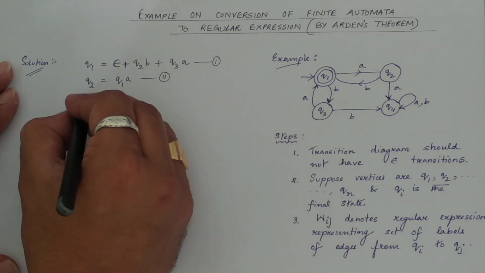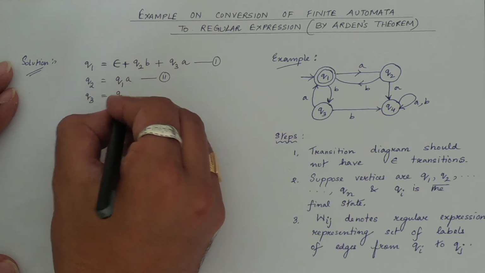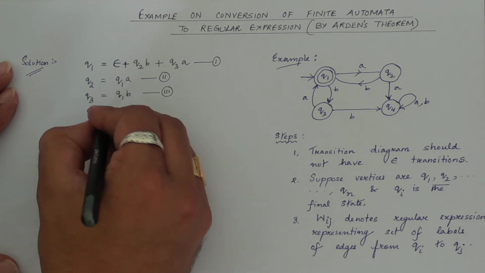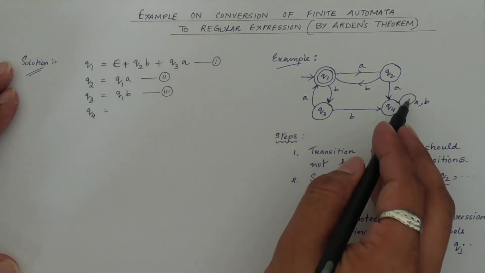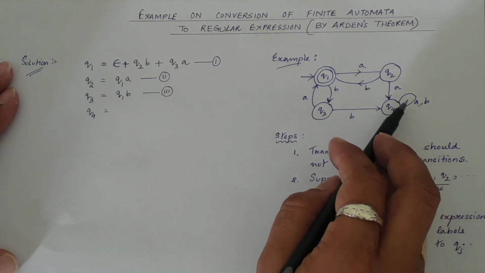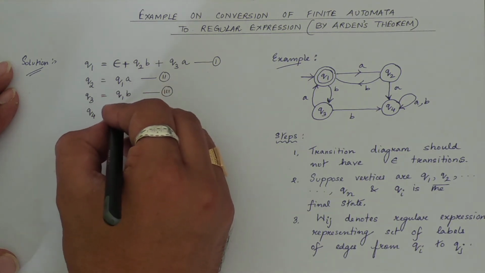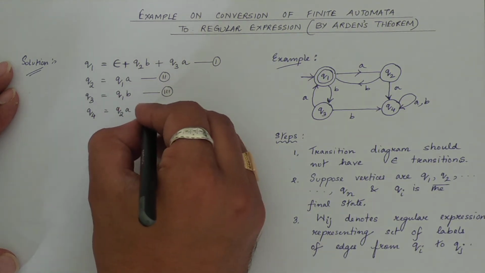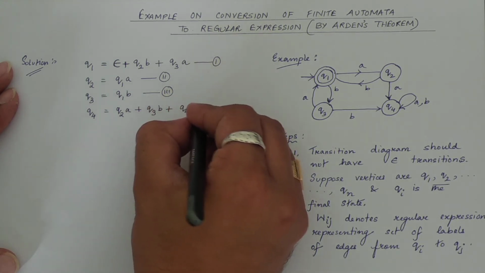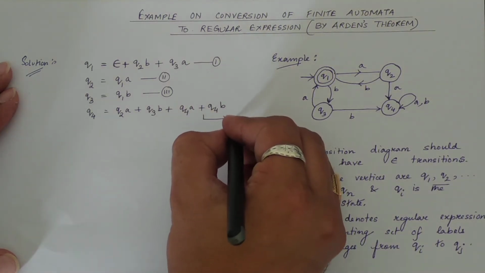Then we'll move to Q3. Q3 has an incoming edge from Q1, so it will be Q1B. This will be equation number 3. Now Q4. Q4 has 1, 2, 3, 4 incoming edges. A comma B means A and B are 2 different transitions, correct? So first it will start with Q2A, then Q3B, then Q4A plus Q4B. So this is equation number 4.